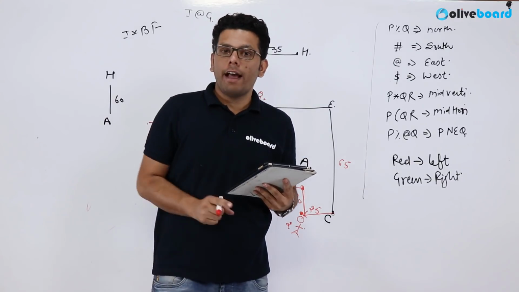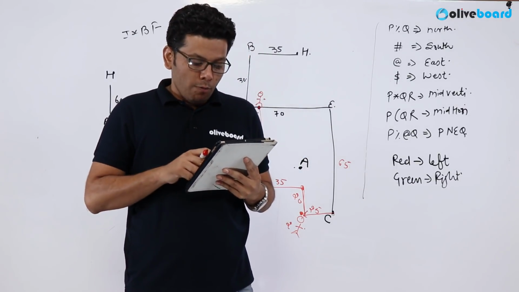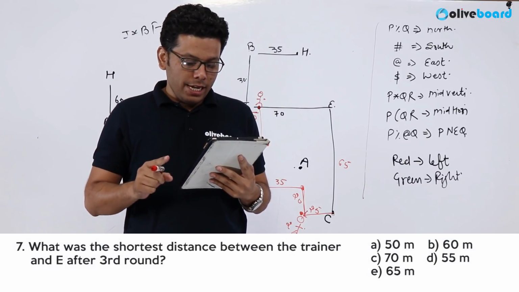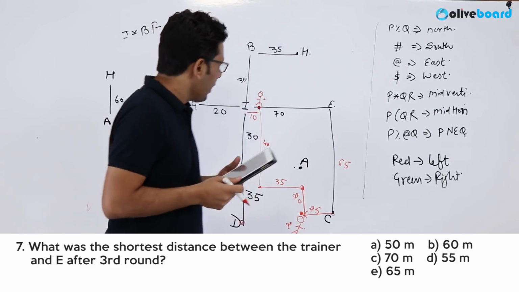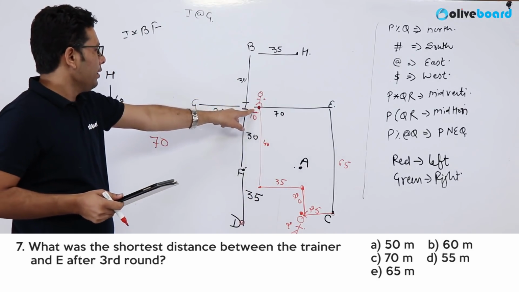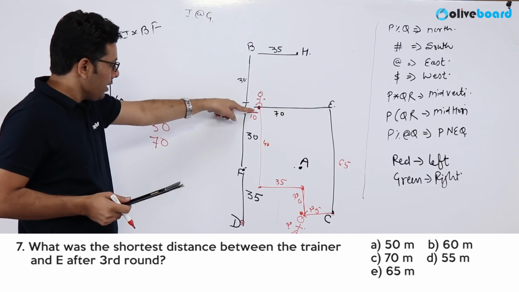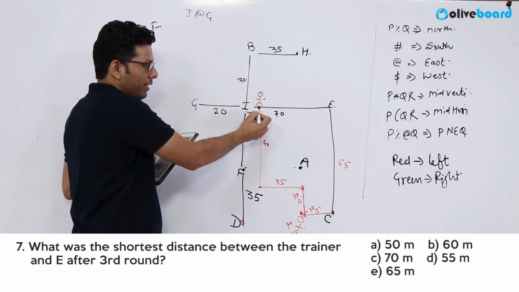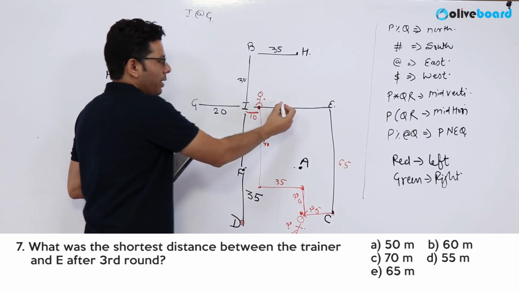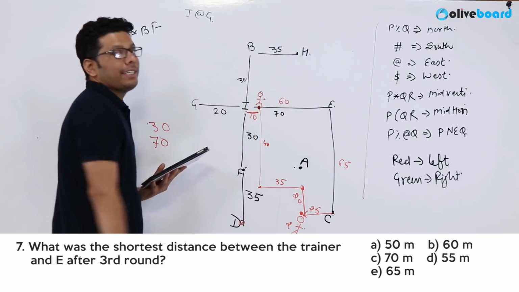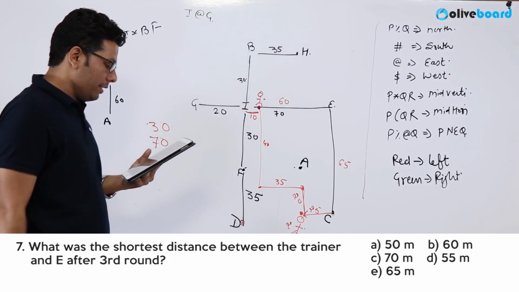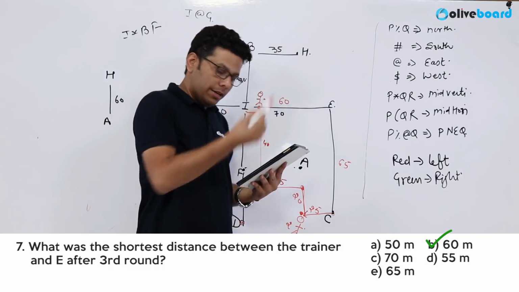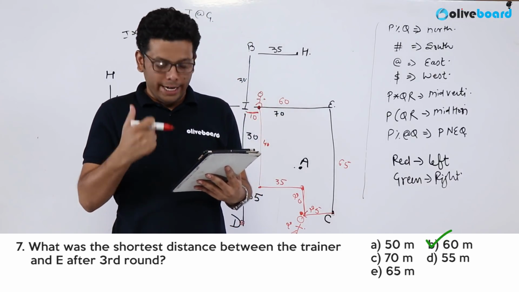The next question they have given is, what is the shortest distance between trainer and E after third round? Again, this is the position of trainer in the third round, and the E, where is the E? This is the E. We have already calculated this distance as 10, then the remaining distance would be the 60. So answer is 60 meters is the minimum distance between the trainer and E. Okay, move to the next question.